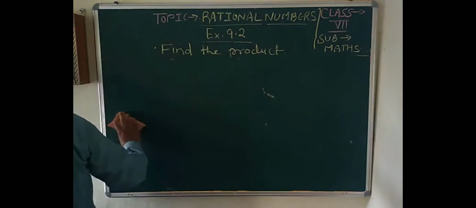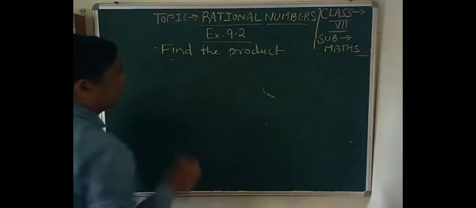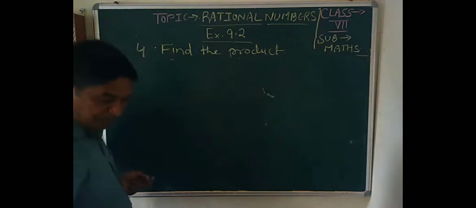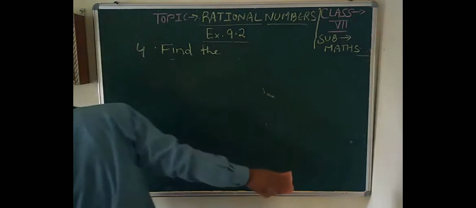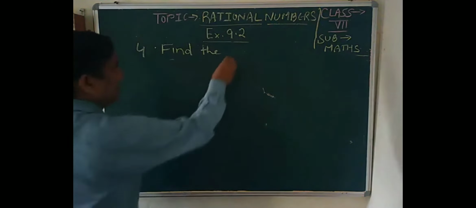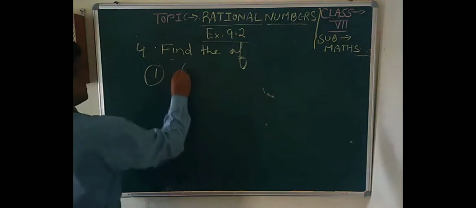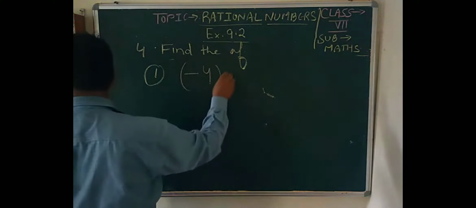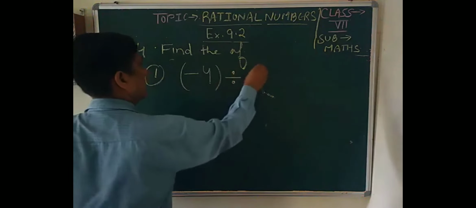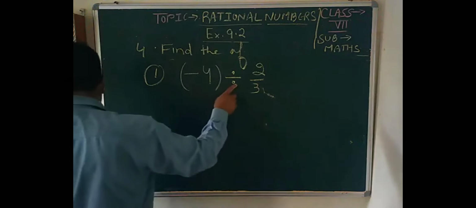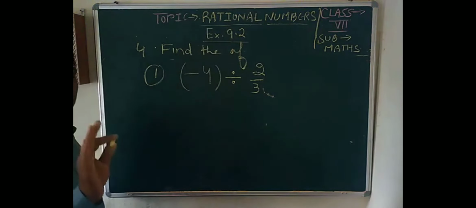Question number 4 is find the value of. First part is minus 4 divided by 2 upon 3. Now children, look, here we have to divide. So children, don't get confused.